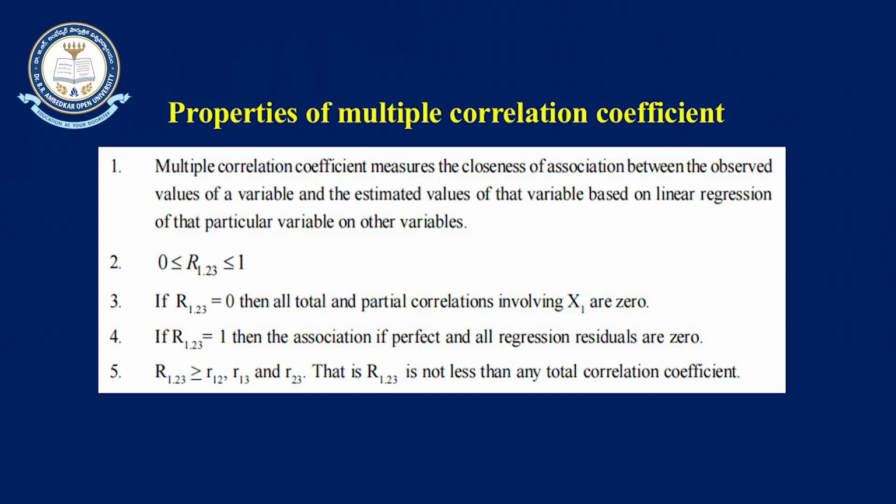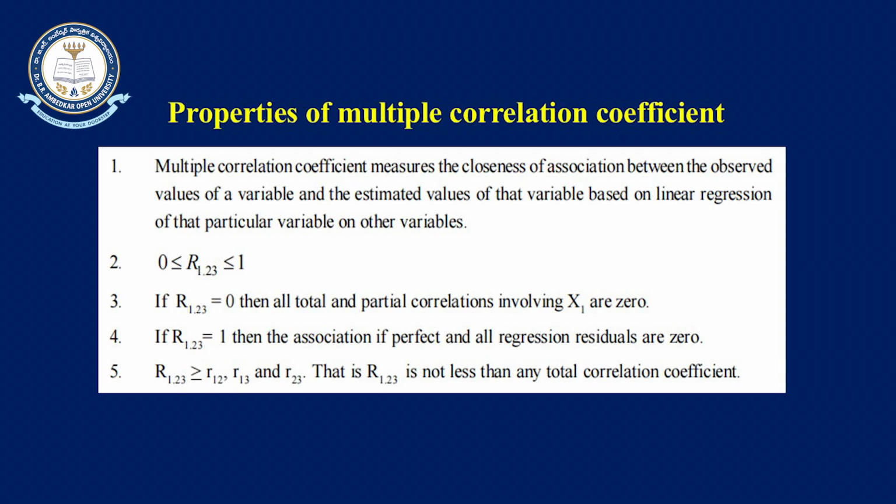These are the properties of multiple correlation coefficients. The multiple correlation coefficient measures the closeness of association between the observed values of a variable and the estimated value of the variable based on the linear regression of that particular variable on the other variables. So, that is the first property.